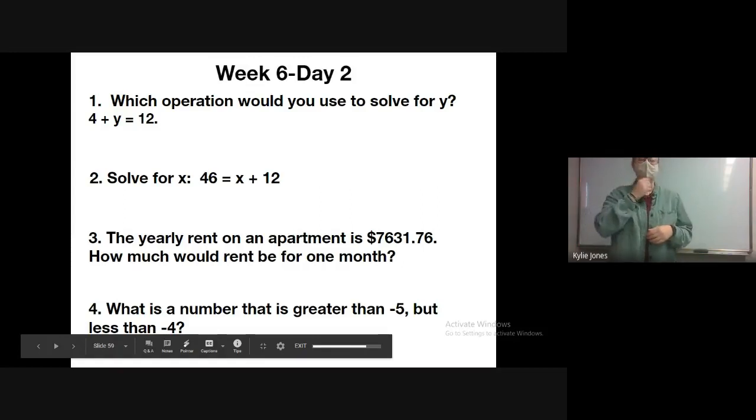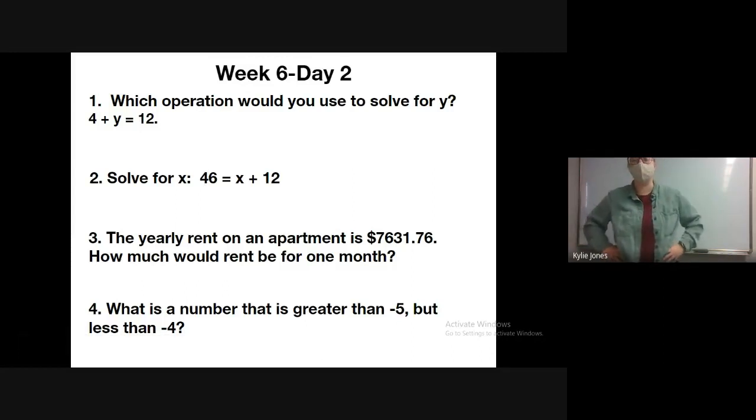Number three, the yearly rent on an apartment is $7,631.76. How much would rent be for 1 month? So for a whole year, you're paying $7,600. How much is it for 1 month? And then number four, what is a number that is greater than -5 but less than -4?